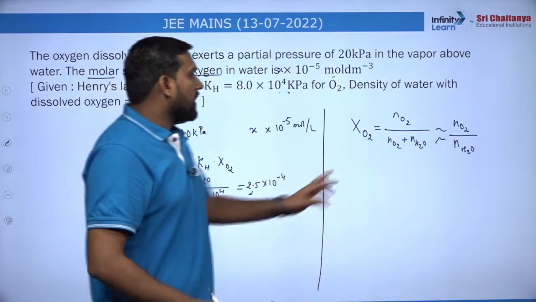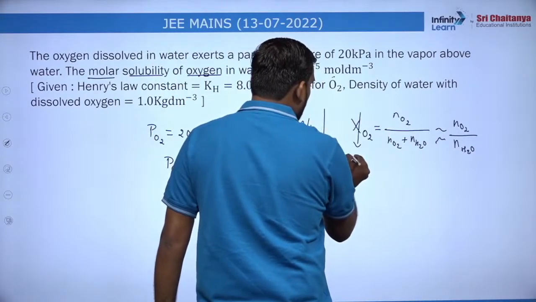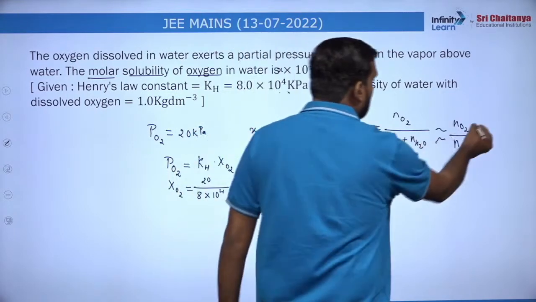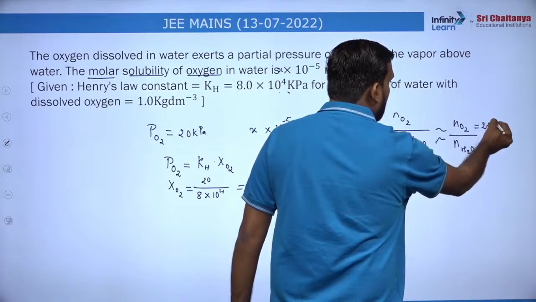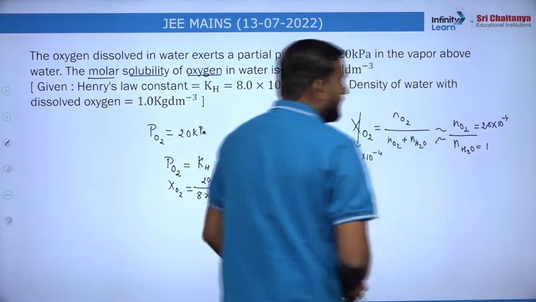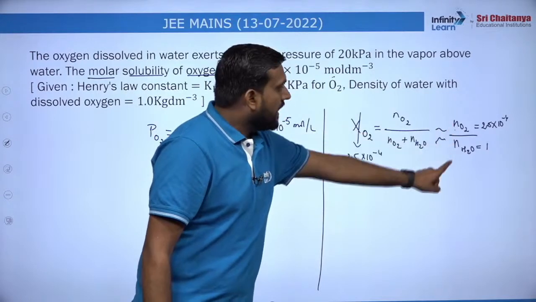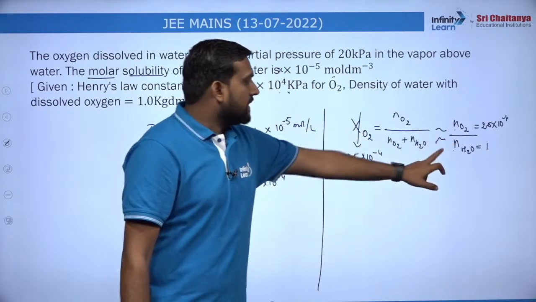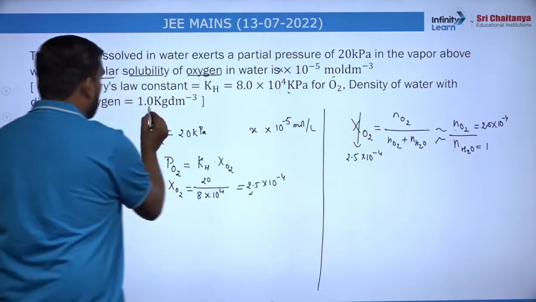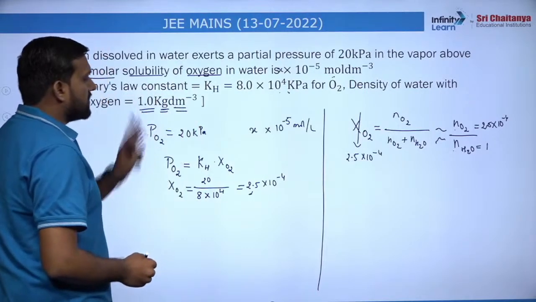So if you put the values here, the x of O2 is given in the question as 2.5 into 10 to the power minus 4. So from here, can I say that this value will be equal to 2.5 into 10 to the power minus 4, and the value of water moles will be 1. So now you can easily calculate the molarity because you know the moles of solute and you also know the moles of solvent. So from here, if I go for the density, it is given to you as 1 kg per liter cube, sorry, per decimeter cube, which can be easily called a liter.